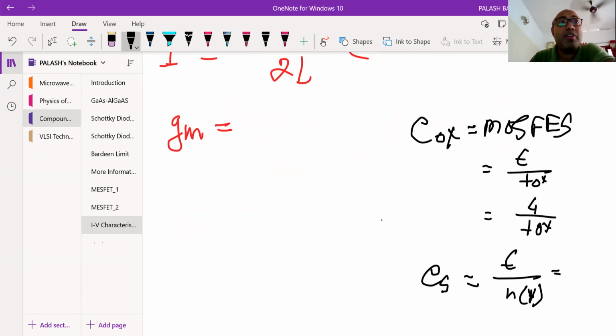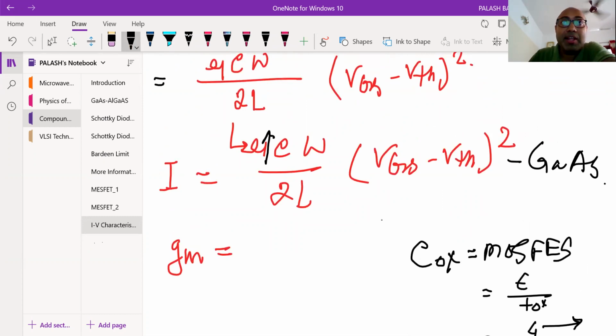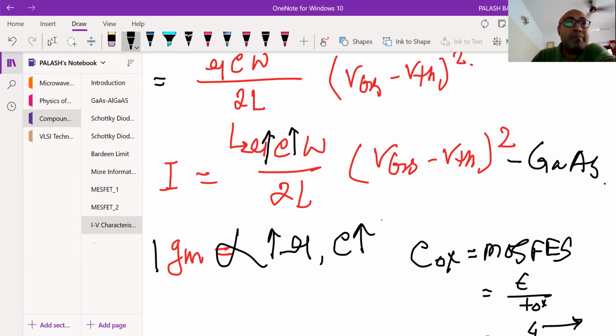But what is this epsilon for gallium arsenide? Look at the difference. Here it is 4 and here it is 12. So your CS is also high as compared to the MOSFET. That means your transconductance is proportional to mobility. Your transconductance is proportional to C. In both the cases, my mobility is very high, my capacitor is also very high. So definitely my GM is very high.